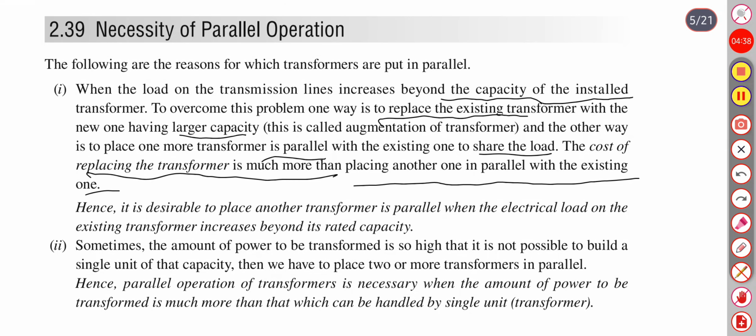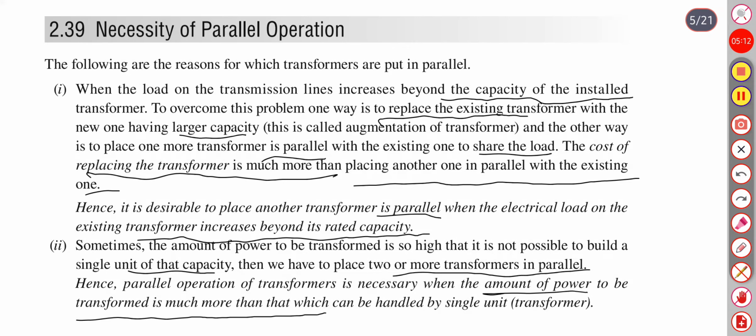Hence, it is desirable to place another transformer in parallel when the electrical load on the existing transformer increases beyond its rated capacity. Sometimes the amount of power to be transferred is so high that it is not possible to build a single unit for that capacity. Then we have to place two or more transformers in parallel. Hence, parallel operation of transformers is necessary when the amount of power to be transformed is much more than one can be handled by a single transformer.